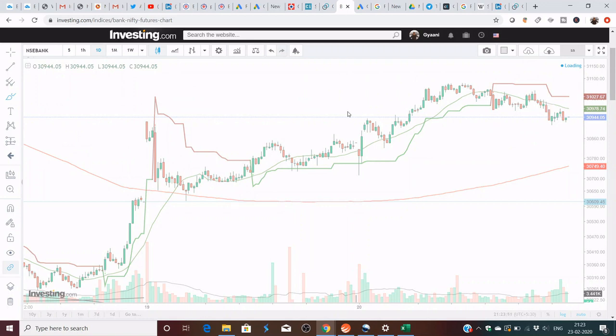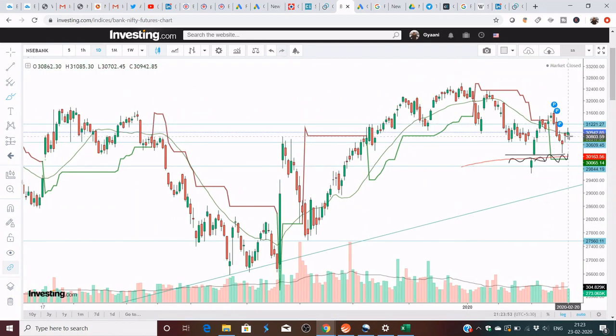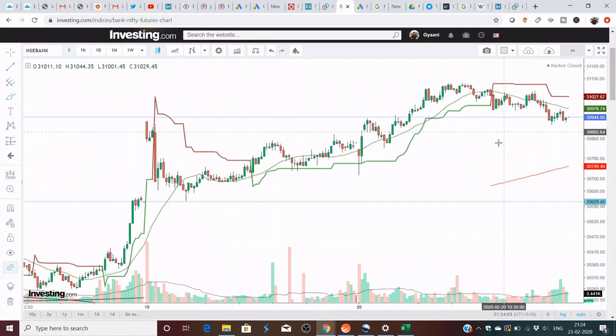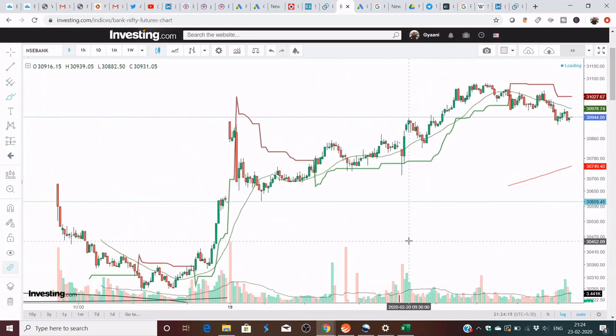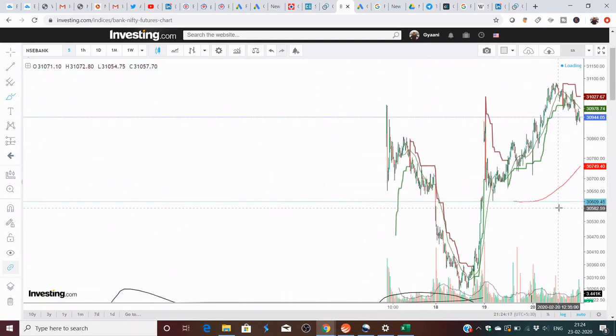Let's check it on the higher time frame. So this opened on 30862, closed at 30942. So hardly any difference in that. So that was a narrow range, so in this kind of days you could have sold anything out of the range, above this range calls and this range puts. It would have given you money.